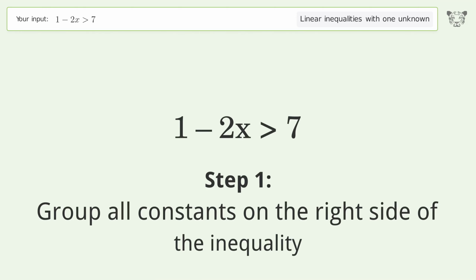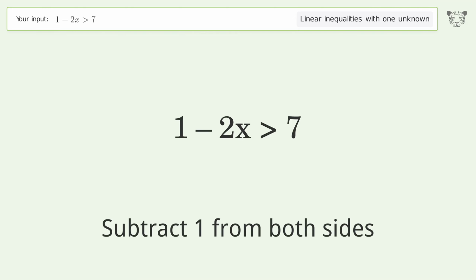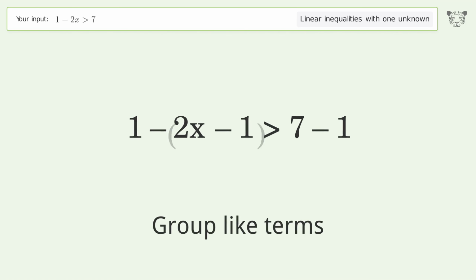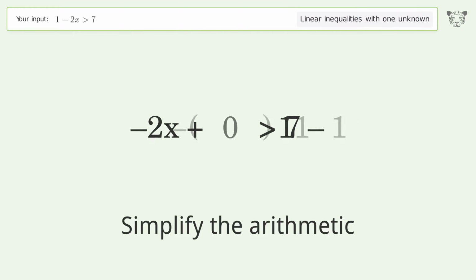Group all constants on the right side of the inequality. Subtract 1 from both sides. Group like terms. Simplify the arithmetic.